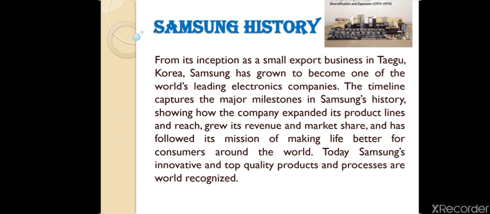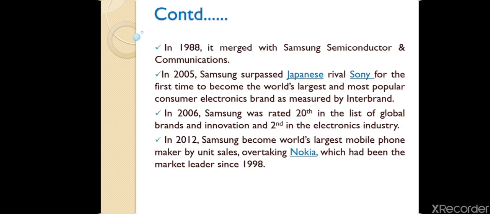After the Korean War, he expanded his business into textiles and opened the largest woolen mill in Korea. In 1969, Samsung entered electronics. Samsung Data System was established in 1985 to serve businesses' growing need for system development, which helped Samsung quickly become a leader in IT services. In 1988, it merged with Samsung Semiconductor and Communications.